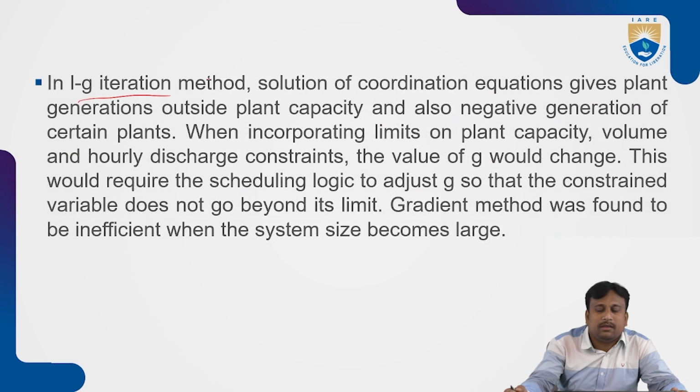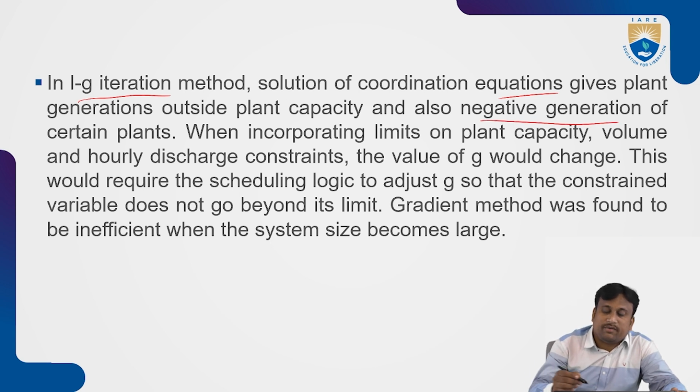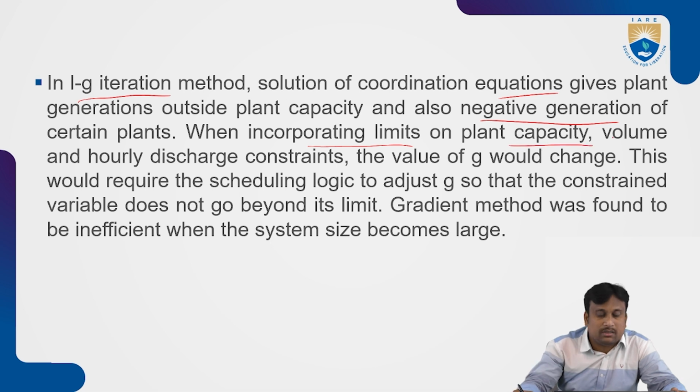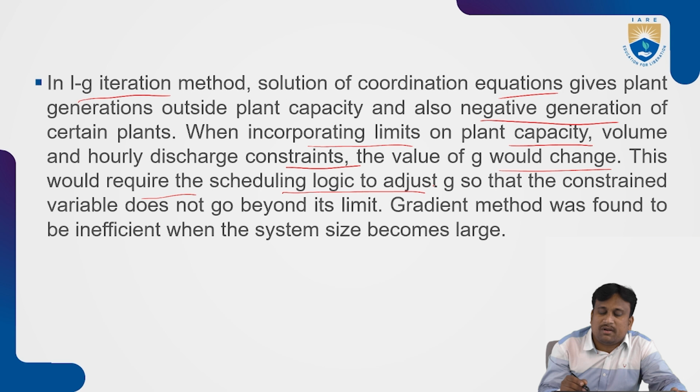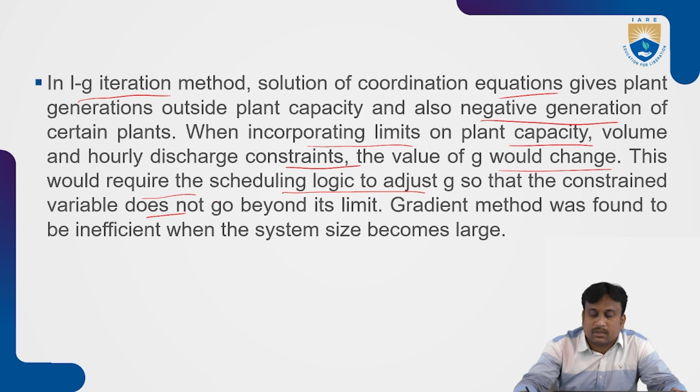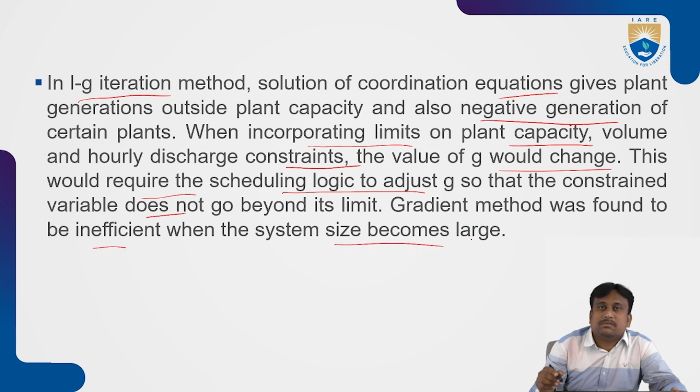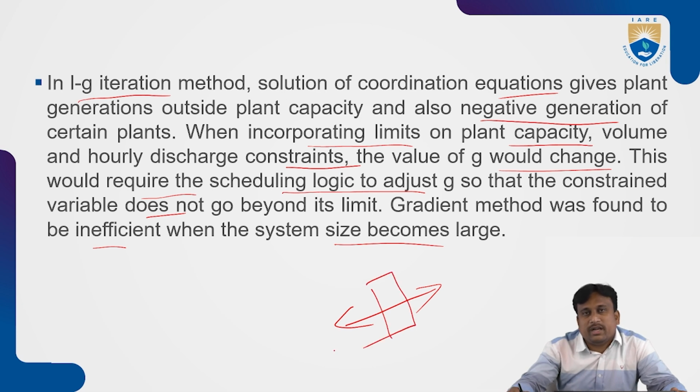In the iteration method, the solutions of the coordination equations give plant generations that may lie outside the plant capacity, and negative generation of certain plants may also occur. When incorporating the limits on plant capacity, the volume and hourly discharge constraints may come into play, so the value of G may change. This requires the scheduling logic to adjust the constrained variables so they do not go beyond their limits. Gradient methods were found to be inefficient when the system size becomes very large. When the system size increases, it becomes very difficult to operate.